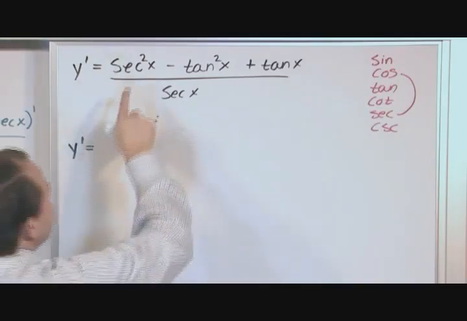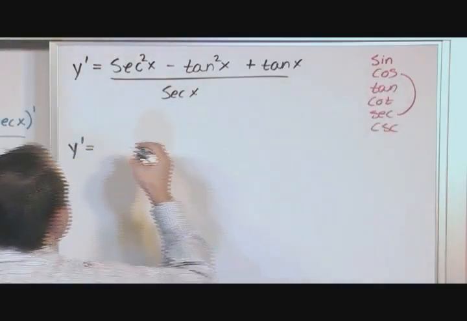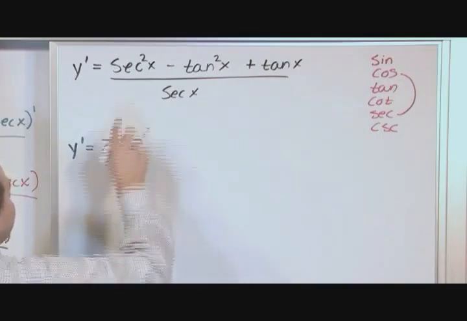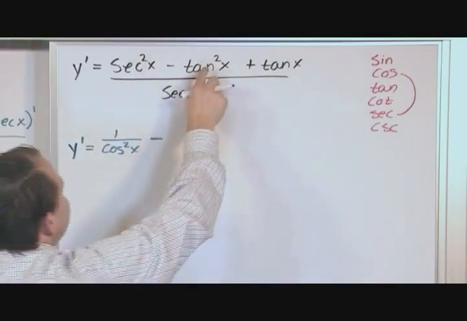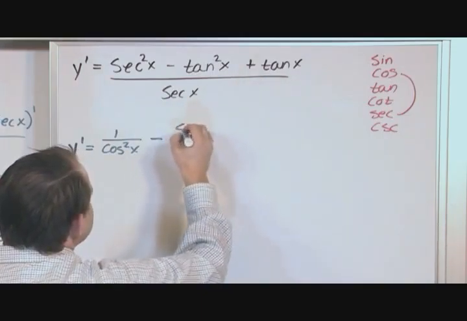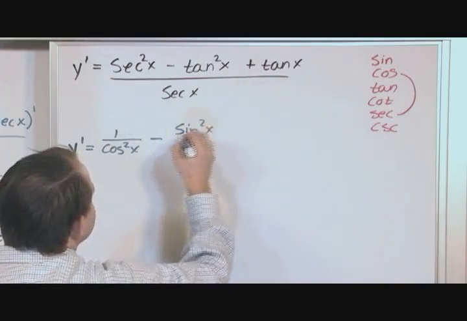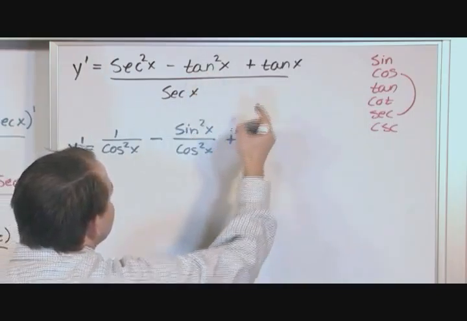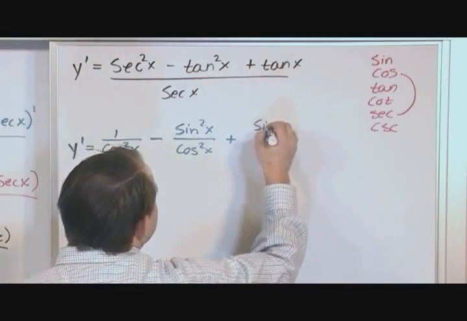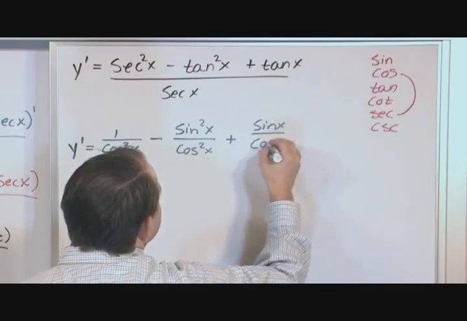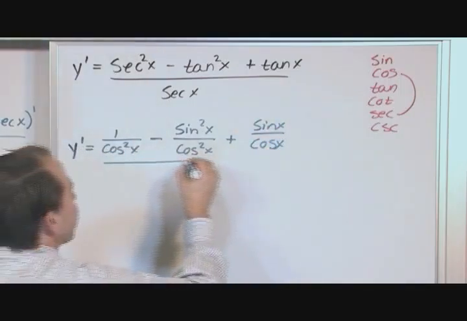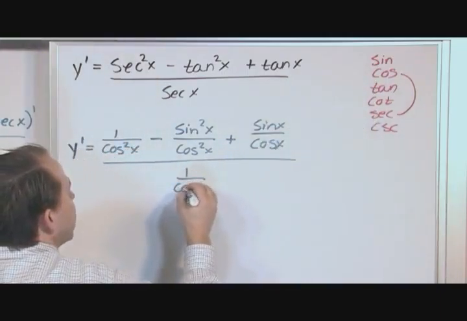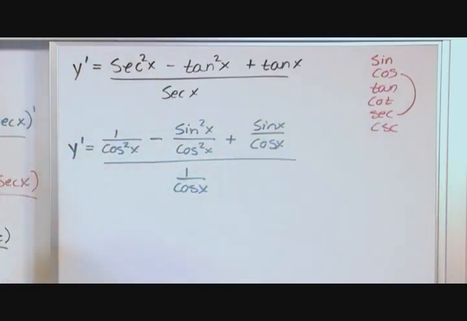On the top, secant squared can be written as 1 over cosine squared x. That's this first term, minus tangent squared. Tangent is sine over cosine. So it's sine squared of x over cosine squared of x, because the whole thing's squared. This guy's tangent, which is just sine of x over cosine of x. So that's the numerator. The denominator is secant, which is 1 over cosine of x.